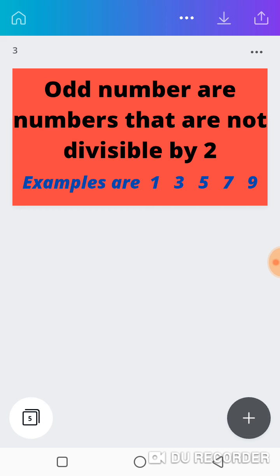For instance, 11, we have 1, 1. 1 is at the back of 11. That makes it what? Odd number. 23. 23 is what? 2 and 3. There is 3 at the back. So any number that has 3 at the back is an odd number.